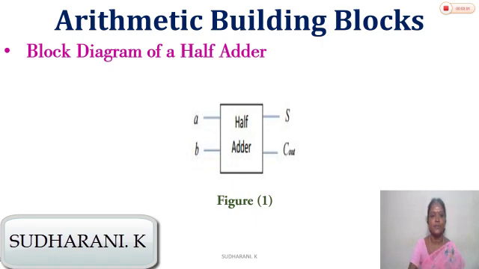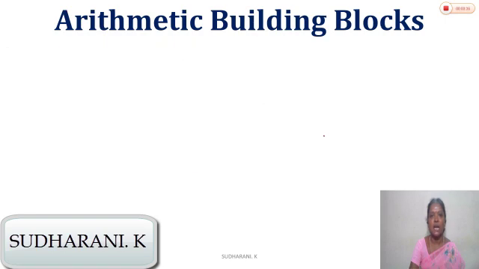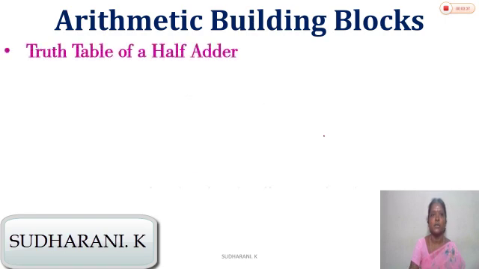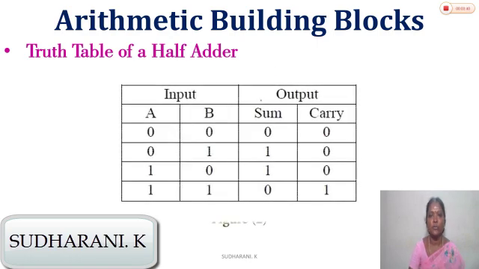So the half adder has two inputs, say A and B. These are the two inputs of a half adder, and the outputs are S and C out, where S represents the sum of the two inputs A and B, and C out represents the carry produced out of addition of A and B. The next is the truth table of a half adder.